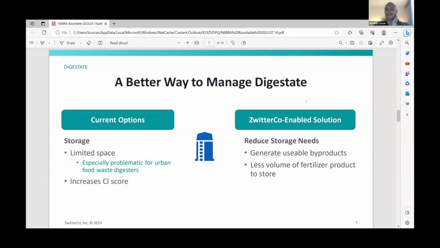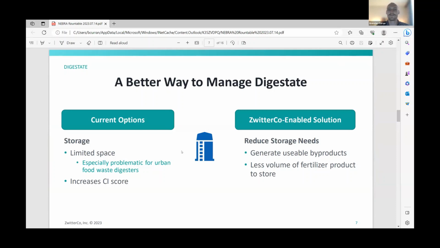Okay, so back to the current management options. Seems like now that I've seen some of the questions, some of you are very familiar with what the current management options are, because you're using other membranes. So one of the current options is storage. So people are taking that digestate and storing it on their site.